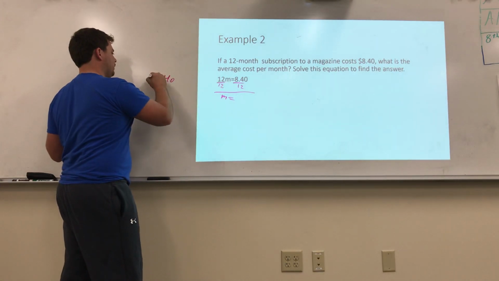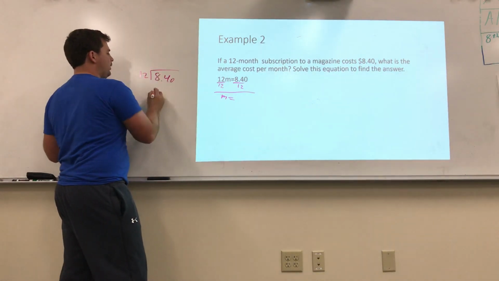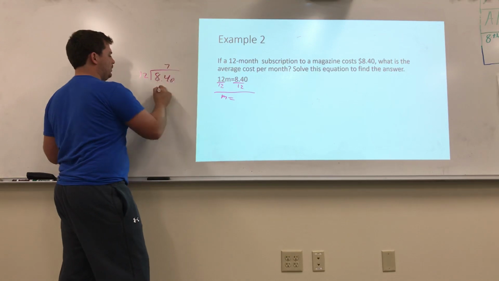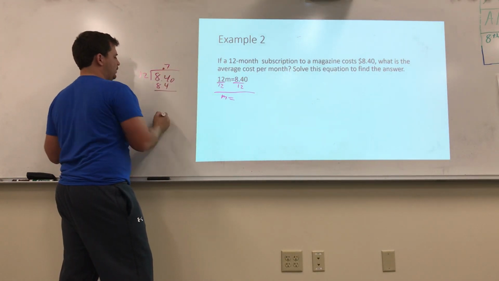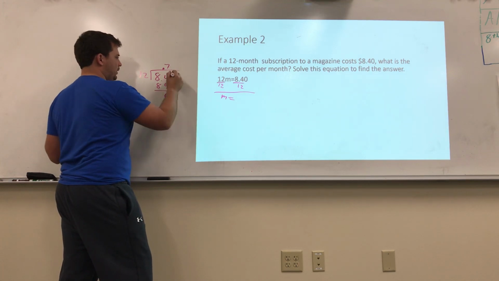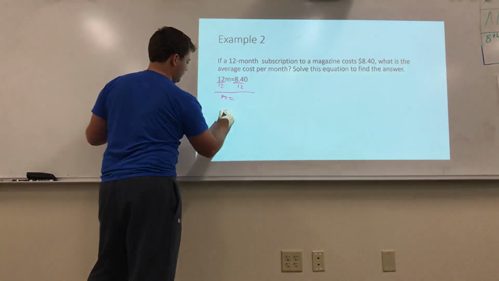Let's go over here and do some long division. Divide that, I believe it goes in there 7 times, which is 84. Don't forget your decimal place. That should be 70 cents per month.